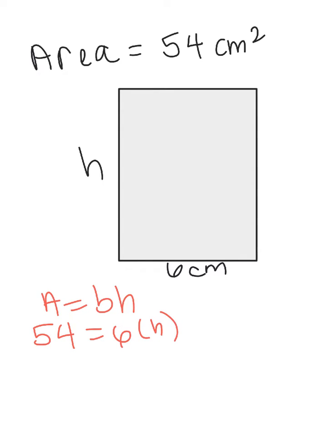So I'm looking for 6 times what is going to give me 54. And I can divide by 6 to figure that out. And 54 divided by 6 is going to give us that 9 is equal to the height. So for this rectangle, the base would be 6 centimeters and the height would be 9 centimeters.